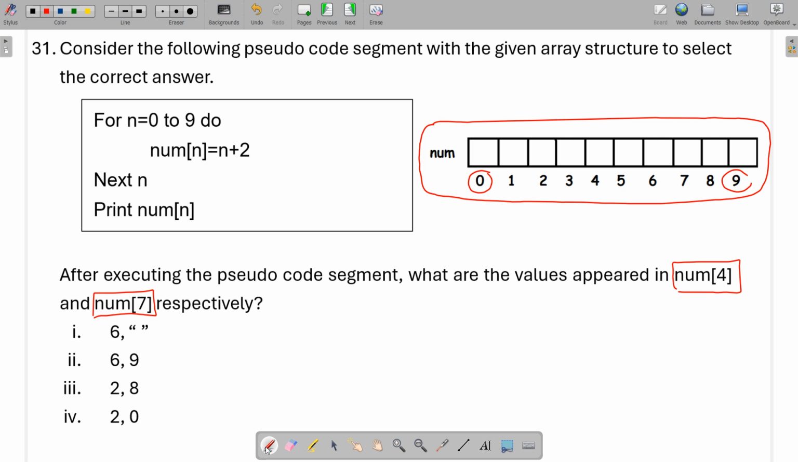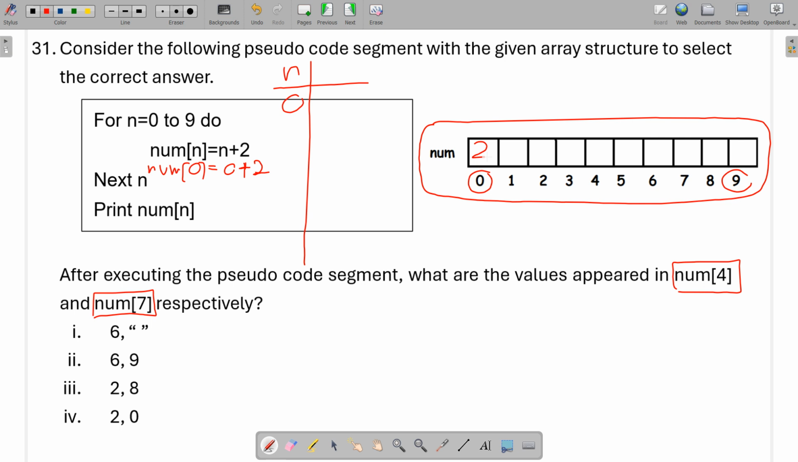So the variable of the for loop is n. It starts from 0 and it says num n. Num n means num 0 this time, equals n plus 2. So 0 plus 2, that means 2. So num 0, that means the 0th element of the num array, needs to be replaced with 0 plus 2, that means 2. So according to that, this will be filled with 2.